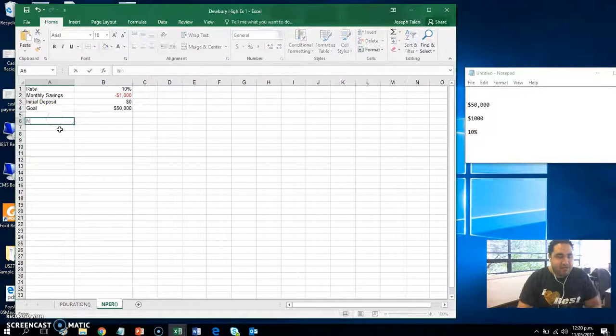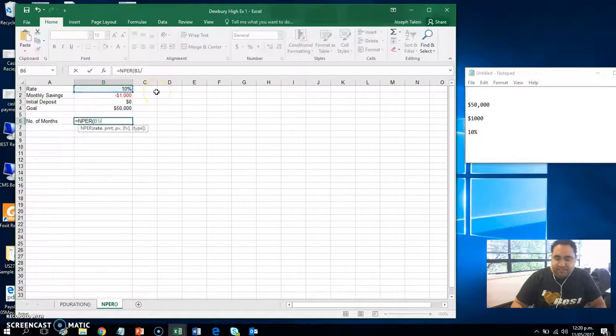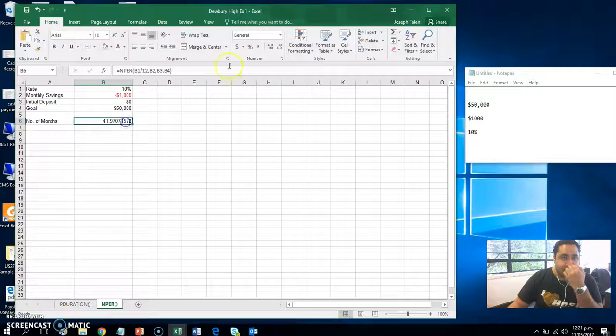So we're going to use this formula to calculate the number of months. You would go equals NPER, and again this formula has been picked up. The first thing we put in is the rate, so your 10% divided by 12 months because they're paying monthly. Then we put in the amount each month, and the next one is the initial deposit. There's nothing in there, but you still need to put that in. The last part is the financial goal, and then we close that off. So let's move those decimal places.